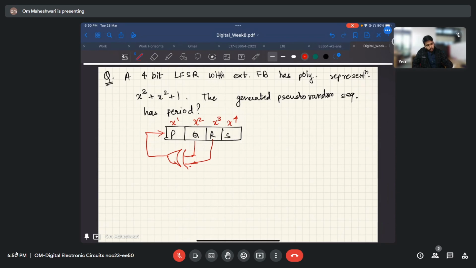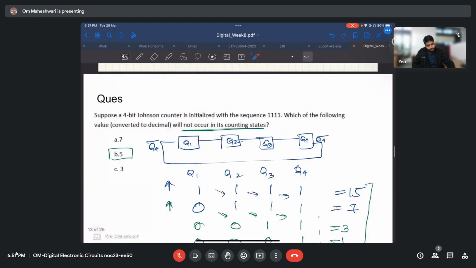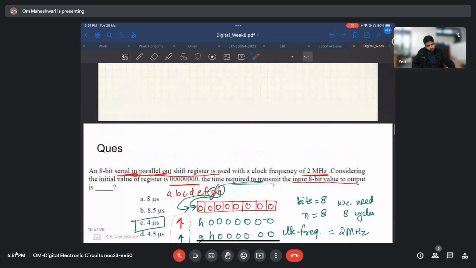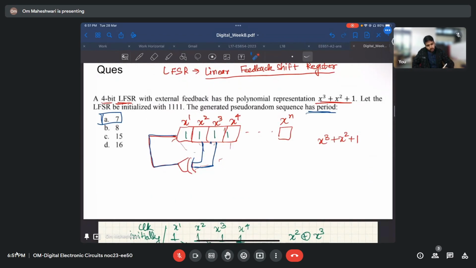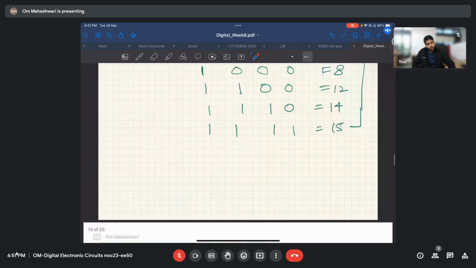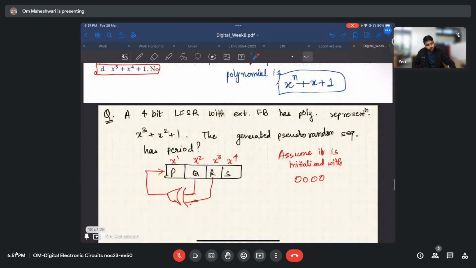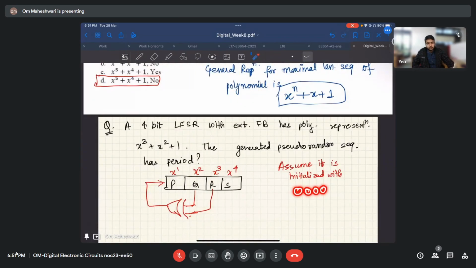Okay. So assume it is initialized with 0, 0, 0, 0. We had already done a question with 1, 1, 1, 1, right? Yeah, we had done it with 1, 1, 1, 1. Now do it with 0, 0, 0, 0. The same question, just the initialization condition is 0, 0, 0, 0.